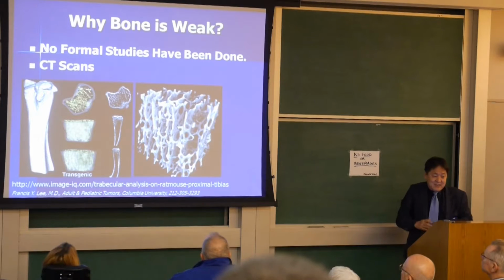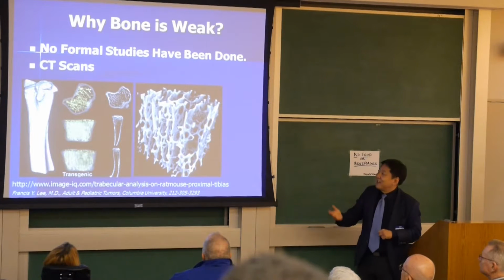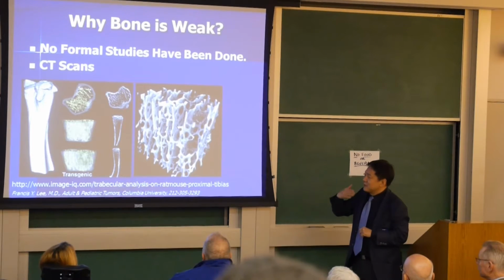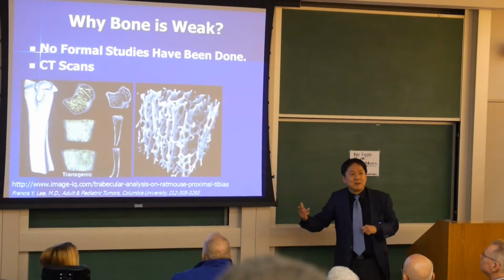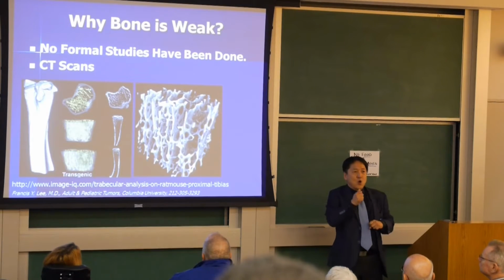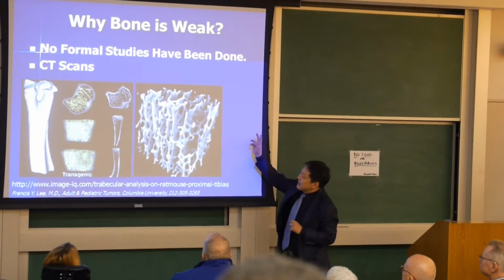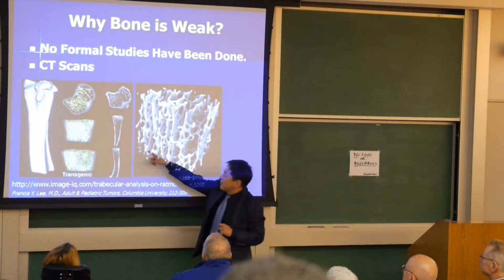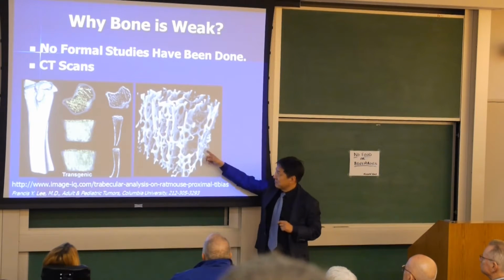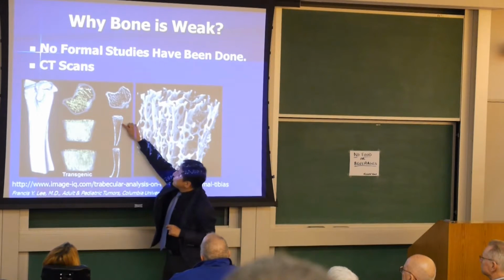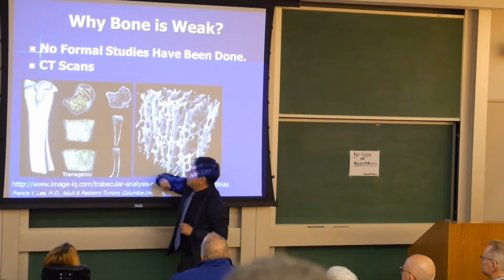And now let's talk about some mechanical aspects. Why is bone weak? To my knowledge, I don't think there has been a really nice, simple scientific study on the mechanical properties of fibrous dysplasia bone and normal bone. If you get X-rays, you can see the shadow very well, but if you can get a CT scan, you can see the actual three-dimensional structure of both cortical bone as well as trabecular bone.